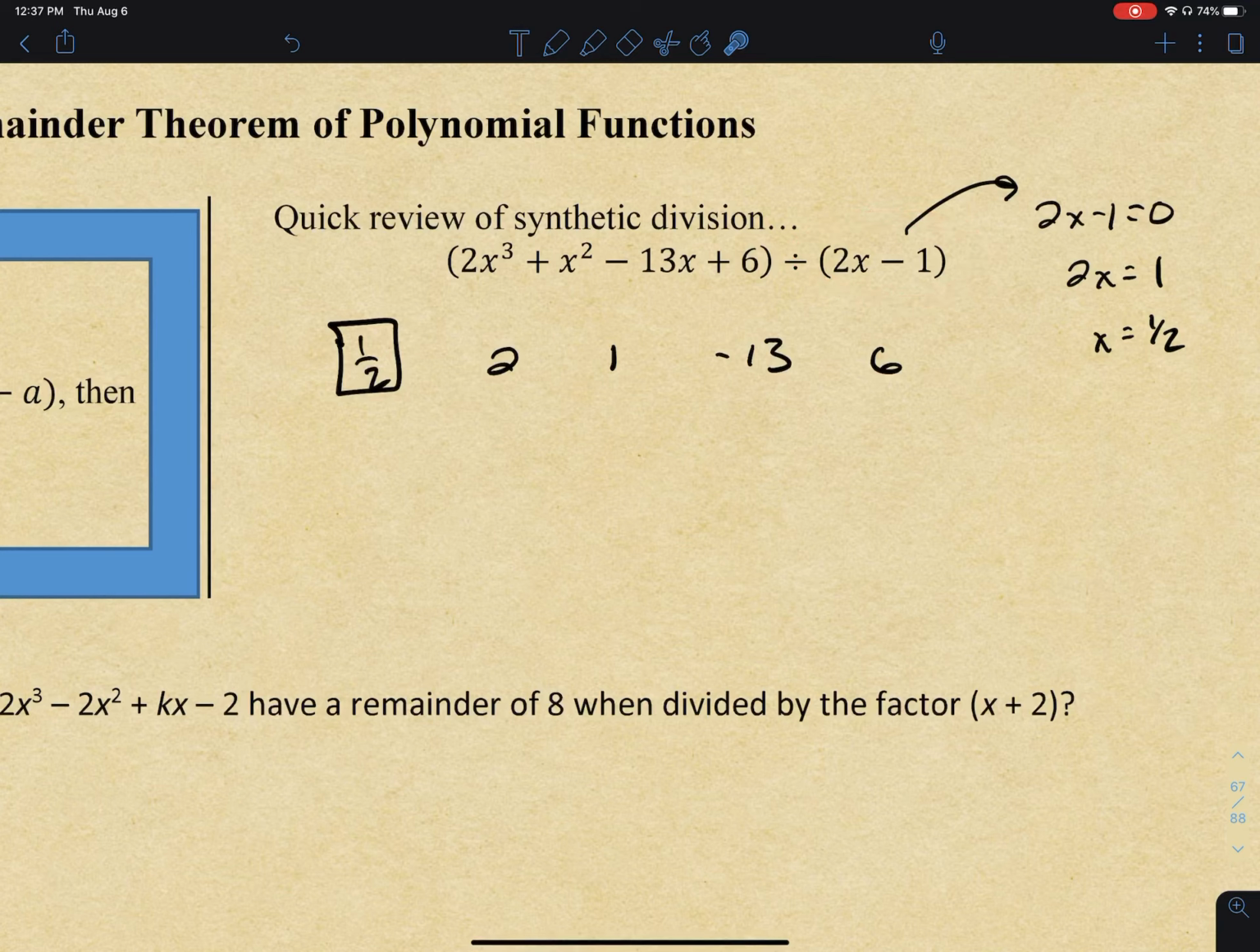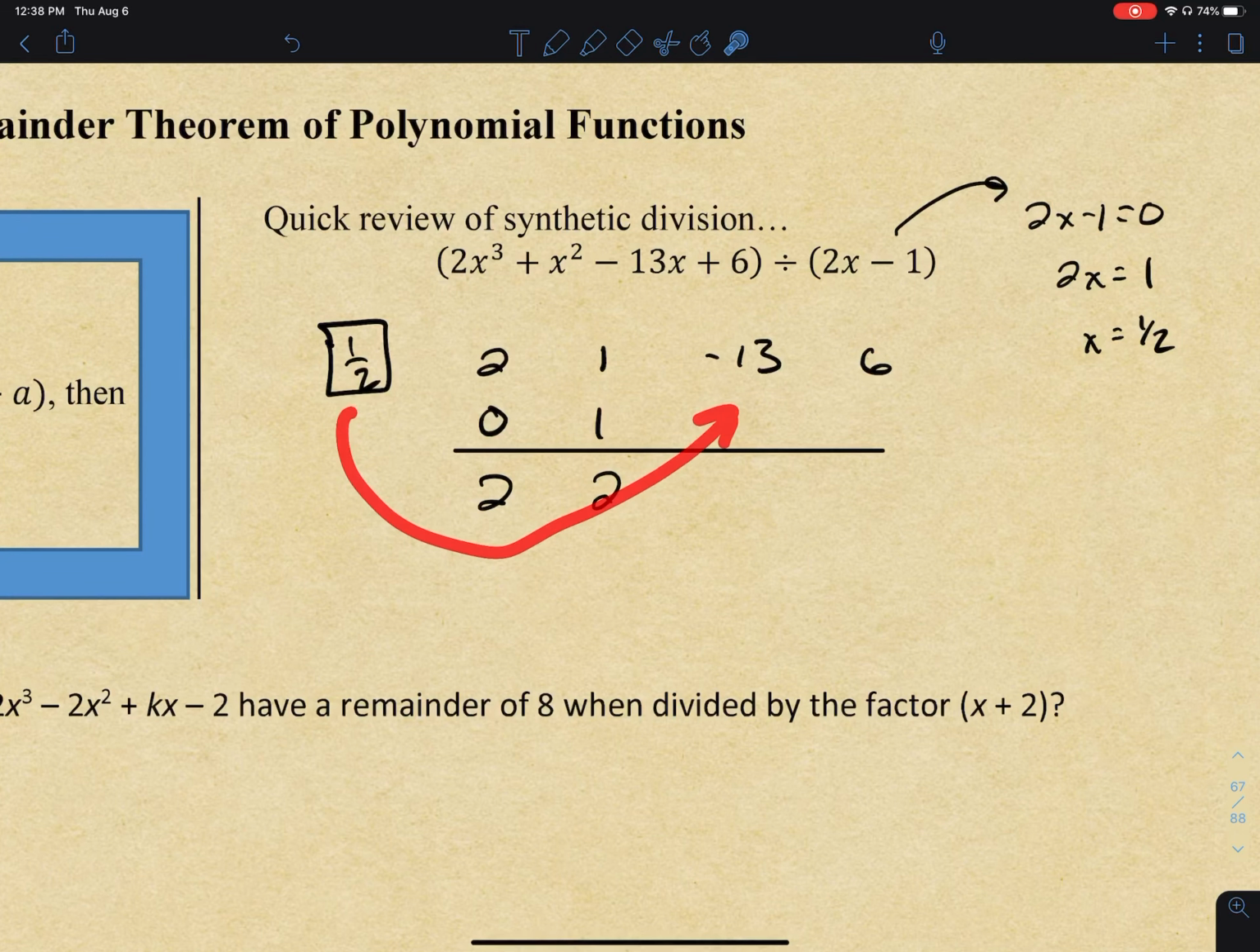2 times 1/2 is 1. 1 minus 1 is 0. Then, to divide synthetically, we put a 0 in this first spot or leave nothing there, add these, and we get 2. We then multiply 1/2 times 2 and put the answer here. That's 1. We add these, and we get 2. We multiply, put the answer here. 1/2 times 2 is 1. We add these, we get -12. Multiply these, put the answer here, we get -6. We add these, and this last thing we get is the remainder.